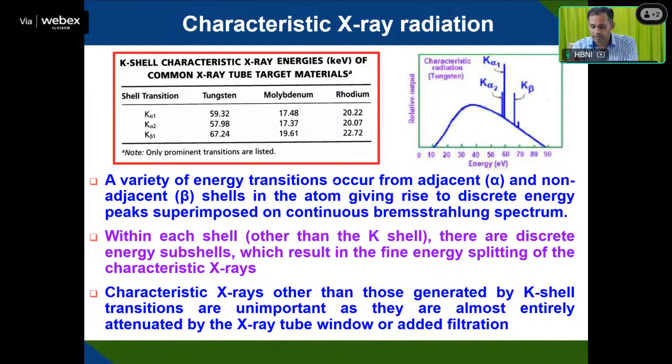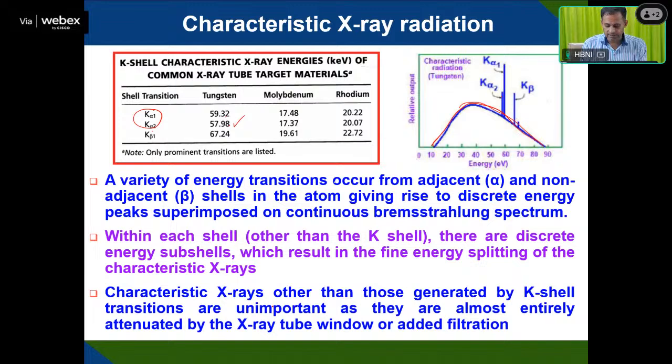This is K alpha 2, and K beta is produced. In addition to that, you can see there is a background radiation here, and this background radiation is nothing but your Bremsstrahlung radiation. And you can see K alpha has a particular energy, and K alpha 2 has a particular energy here. So these are characteristic to that particular element.